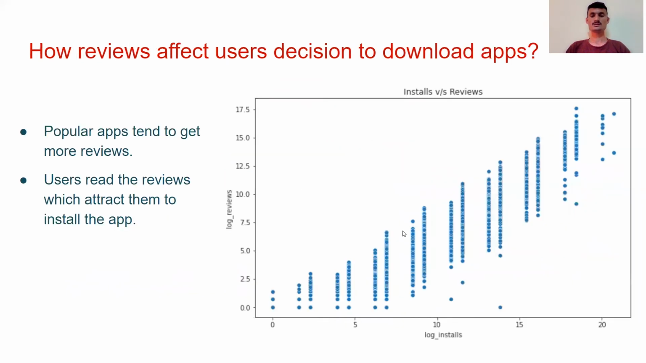Here we plotted the scatter plot between installs and reviews, which have strongest correlation. We can see the apps which are installed more get more reviews, and users are attracted towards the apps which get more reviews and good reviews.